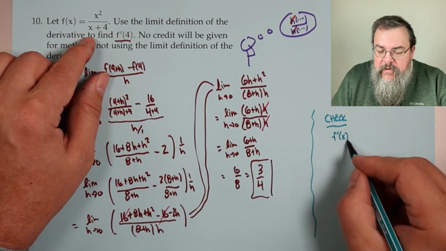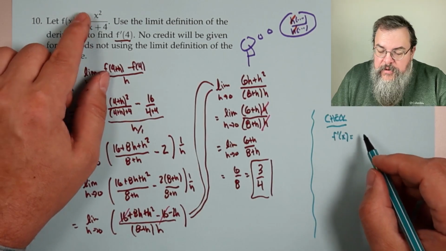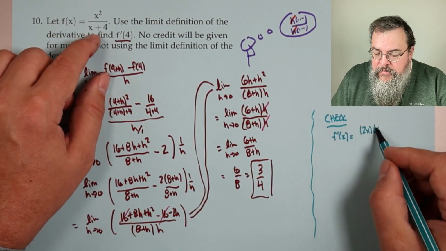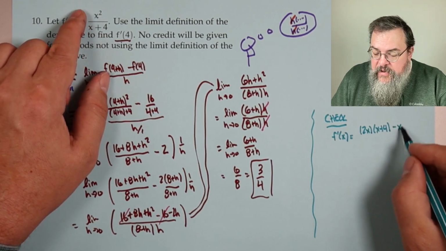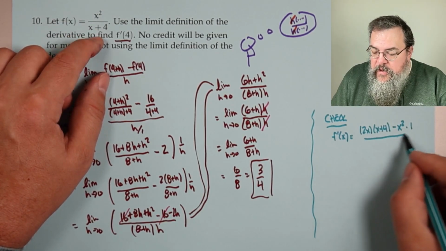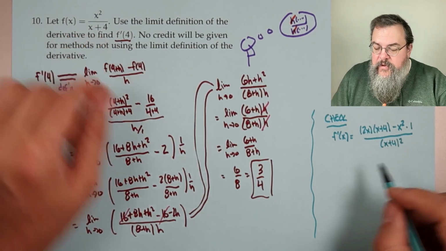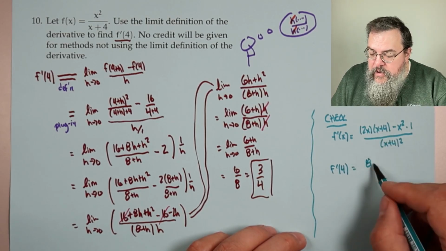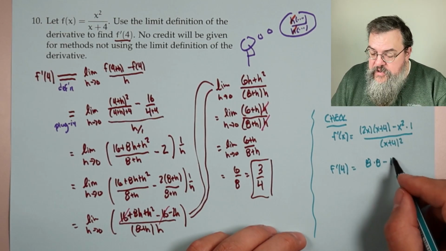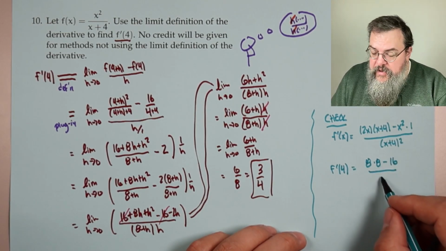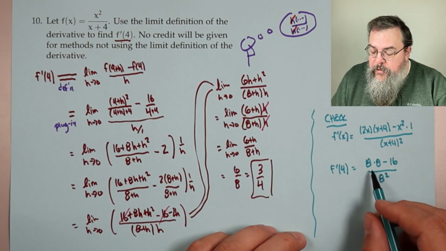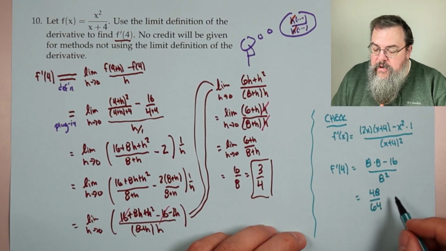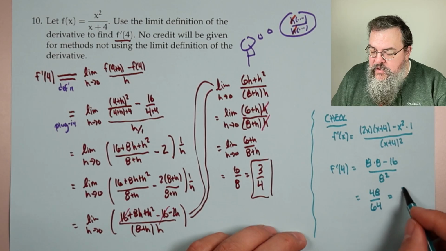So we take the derivative. f prime of x, by the quotient rule: the derivative of the top, 2x, times the bottom, minus the top times the derivative of the bottom, over the bottom term squared. So let's plug in 4. 2 times 4, 8. 4 plus 4, 8. 4 squared, 16. 4 plus 4 is 8, squared. So that's 64, subtract 16, that's 48. 8 squared is 64. And they all have factors of 16. Divide top and bottom by 16, you get 3/4.